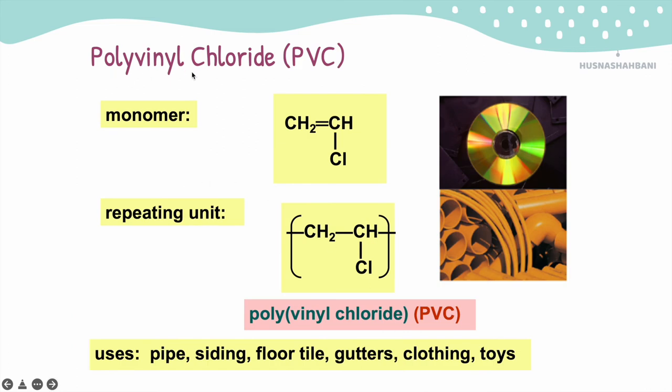PVC, polyvinyl chloride. This is the monomer. One electron will be given to this carbon. Another electron will form a bond with a peroxide radical, and the reaction is repeated again and again. And it will become the repeating unit like this, C single bond C. This carbon here will be bonded with another repeating unit. And when you have a lot of repeating units, it becomes a polymer. So polyvinyl chloride, PVC, we use in pipe, siding, floor tile, gutters, clothing, toys.